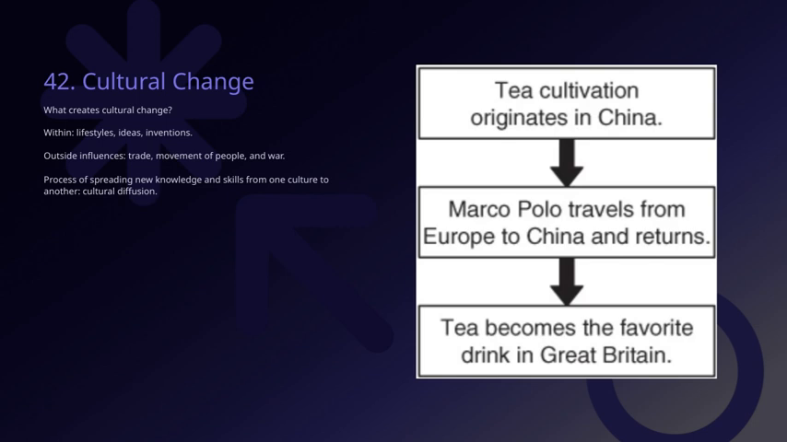Inside the cultures themselves, this diffusion influences lifestyles, ideas, and inventions. For example, a new tool or belief from one society can be adopted and adapted by another, leading to cultural change. So, what creates this cultural change? It's a combination of external factors, like interactions with other groups, and internal developments within a society. These processes continually shape and transform cultures over time, making history a dynamic story of interconnectedness and adaptation.